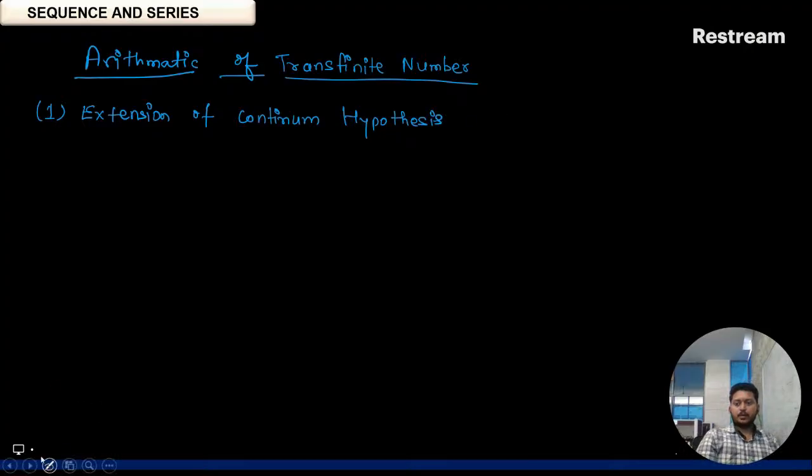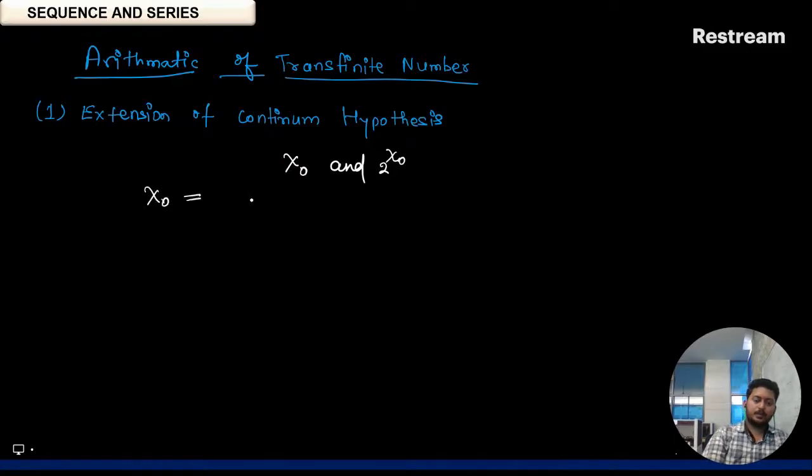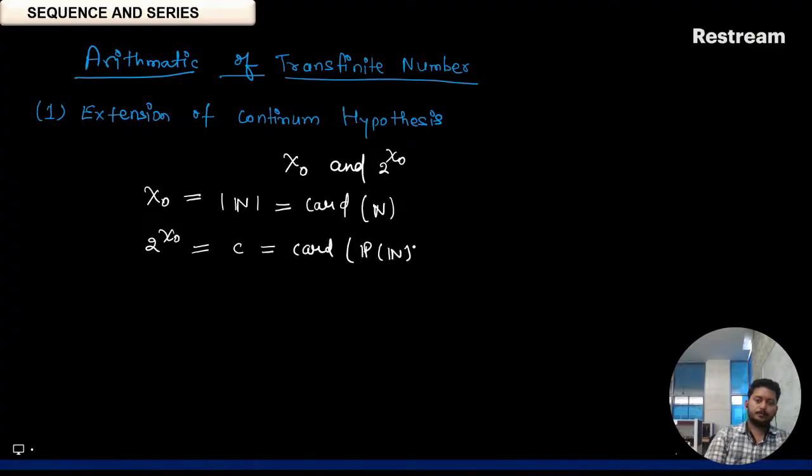In this extension of the continuum hypothesis, there is no transfinite number between what? Between aleph naught and 2 to the power aleph naught. Here aleph naught is equal to the cardinality of N, only a representation. And 2 to the power aleph naught is equal to c, which is the cardinality of the power set of N. So there is no cardinal number between them.